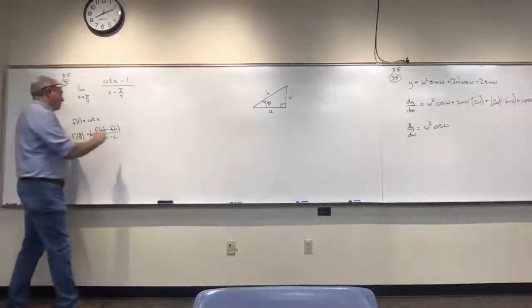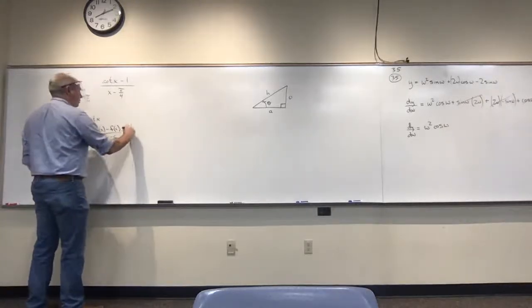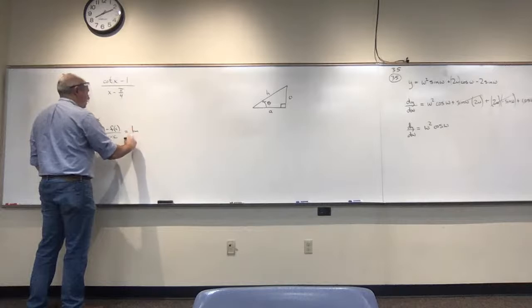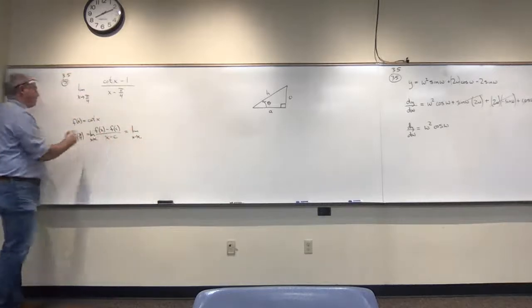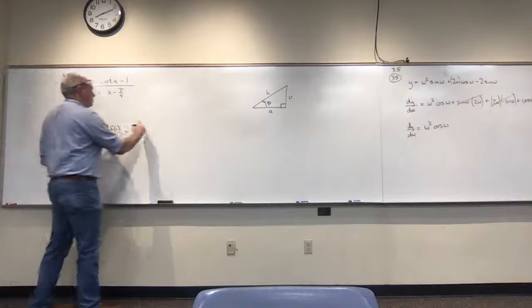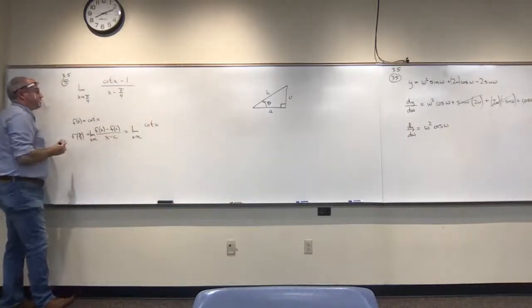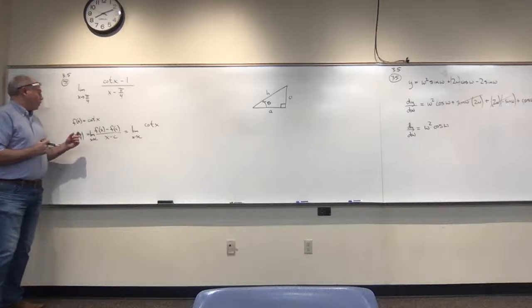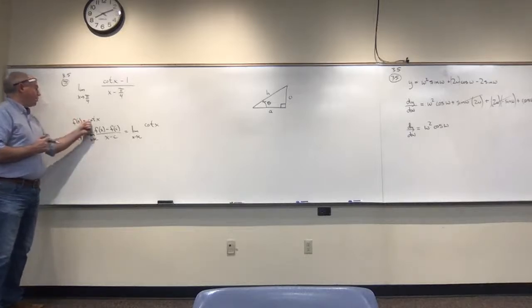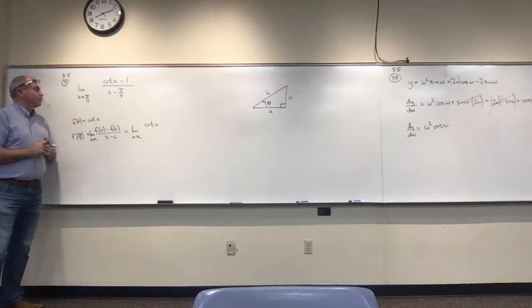Let's just see what happens if I plug things in here. This would be the limit as x goes to c of f of x, which is cotangent x, minus f of c. Well, what is that? What is cotangent of pi over 4?